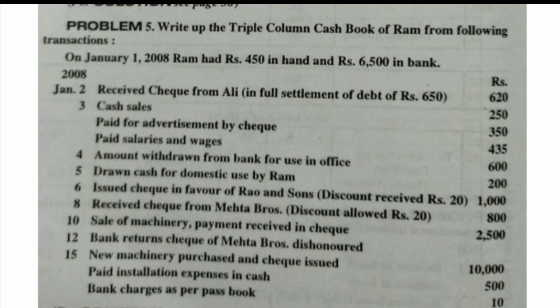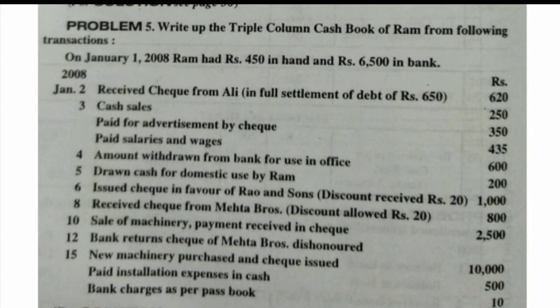So here the bank is on the credit side, so you will take the credit. On the credit side you will take by Mehta Brothers, and in the bank column you will take 820 rupees, with 20 in the discount column. So whatever we have taken as the previous entry on the debit side, we are now reversing the same by giving the appropriate adjustments.